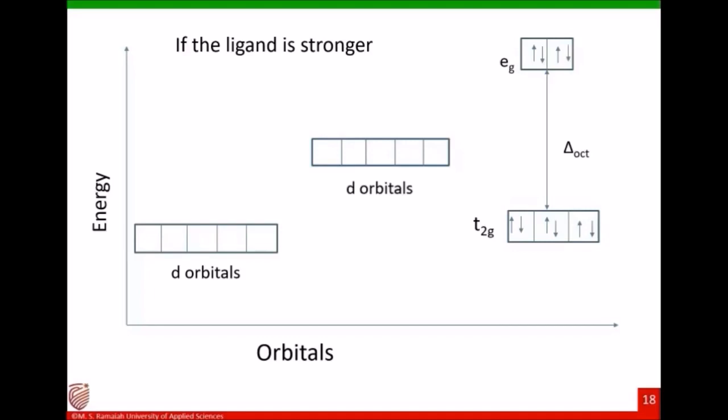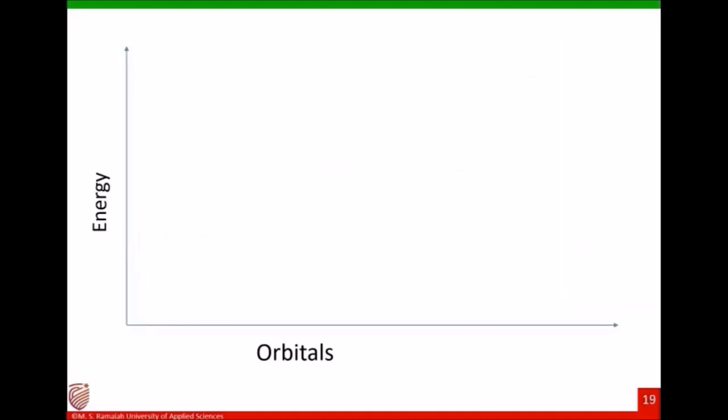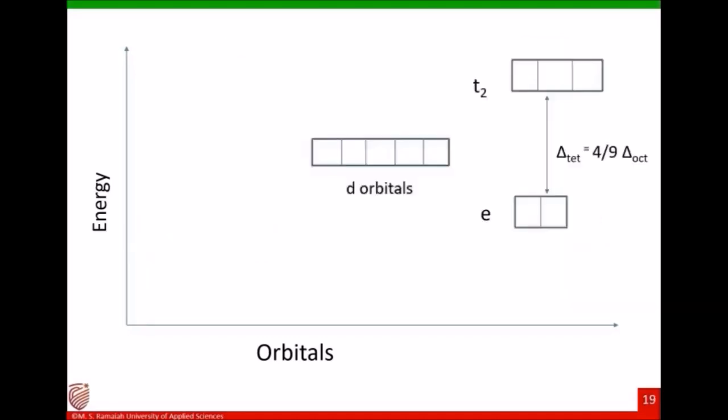Now we will see the case of tetrahedral complexes. Here there are only 4 ligands and they won't be approaching along the axes in the tetrahedral ligand field. So in this case, the splitting happens in the reverse way compared to octahedral complexes. Here, the T2 orbitals will have higher energy compared to the E orbitals. And the energy difference, that is delta tetrahedral, will be only 4/9 of delta octahedral if both the metal atom and the ligands, the same ligands, are involved.